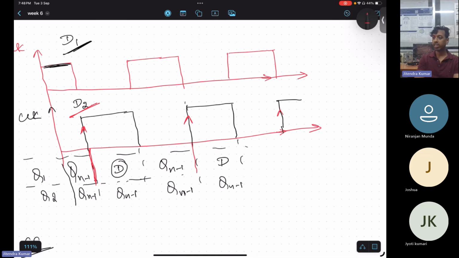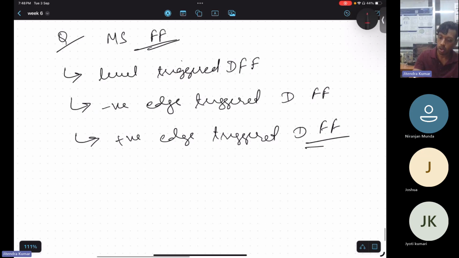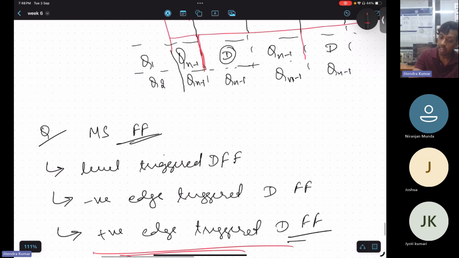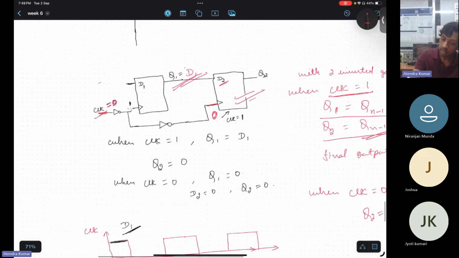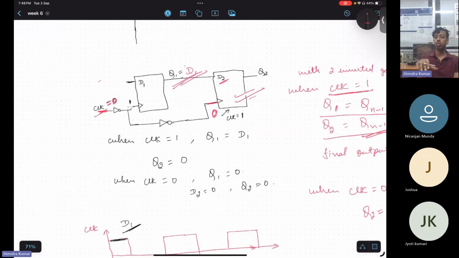Rising, which means which option? Positive. Positive edge triggered. Okay. Yeah, so this is a bit confusing. So observe carefully, right? Whatever the clock is provided to the second flip flop, that is the actual clock. So that is why we have to relate it with the second flip flop.